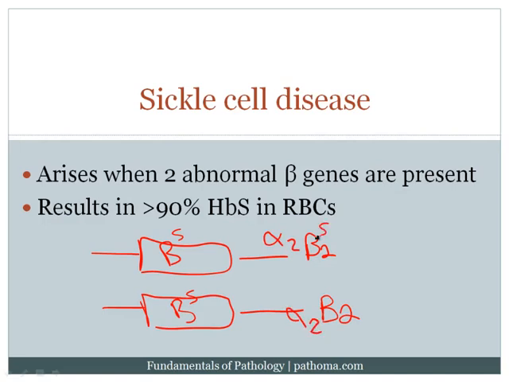But in both cases, this is beta S. So when you have alpha 2, beta 2, and it's a beta S, this equals hemoglobin S. And this also equals hemoglobin S. So the primary hemoglobin that's going to be produced in these patients is going to be hemoglobin S. And that's why we say it results in greater than 90% hemoglobin S in the red blood cells.